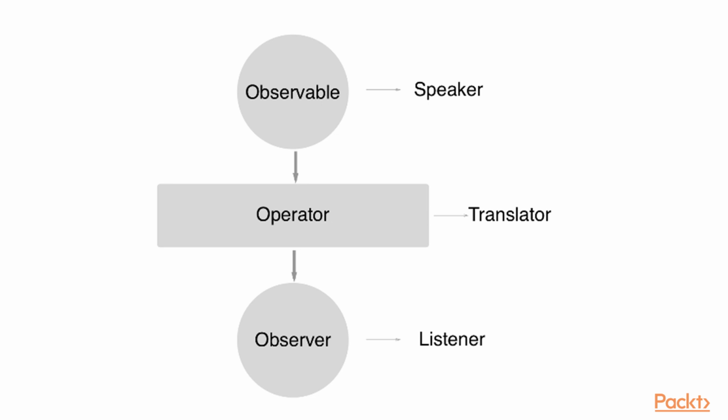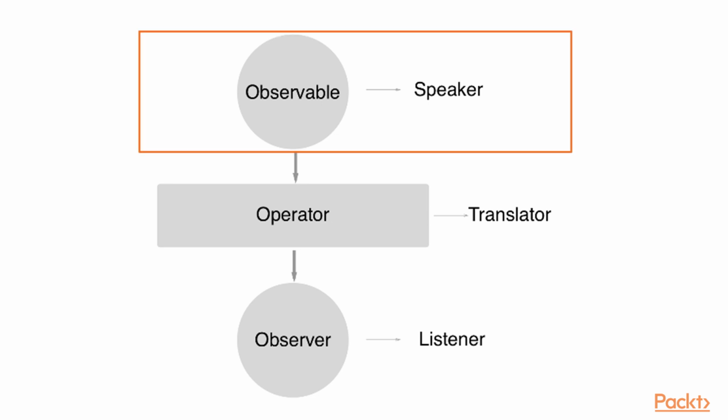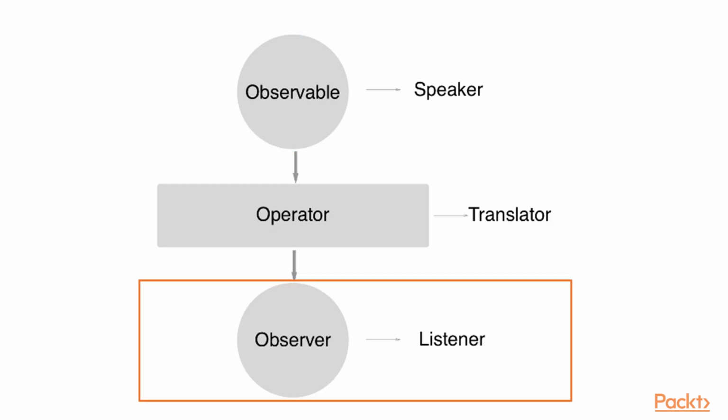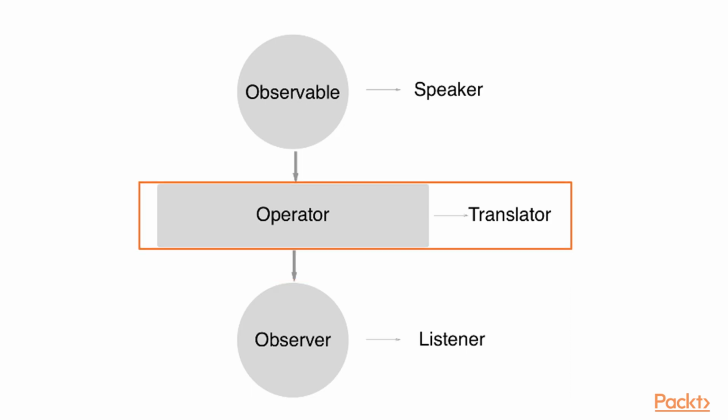In this example, observable is our speaker. It emits the data. Observer is a listener. It listens to the data emitted by the observable. And then here comes the operator. Operator translates the input into the required format of the output required by the observer.